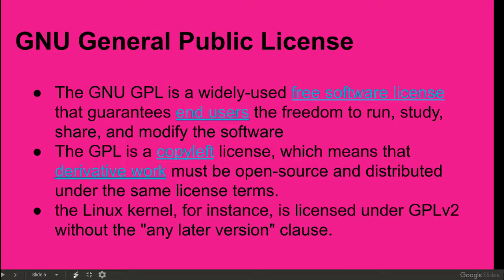Some free licenses are MIT licenses and other ones. The GPL license is a copyleft license. What that means is, any derivative work from the original source code, if it had this license, must be open source and must be under the same license terms. Now the Linux kernel is, for example, licensed under the GPL version 2.